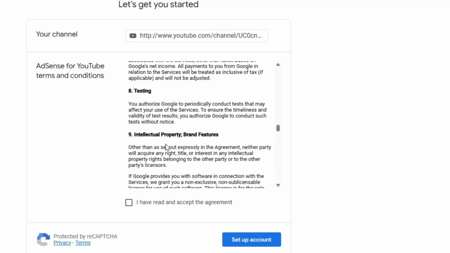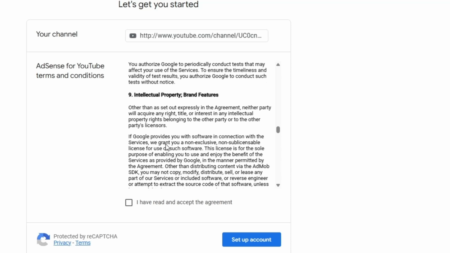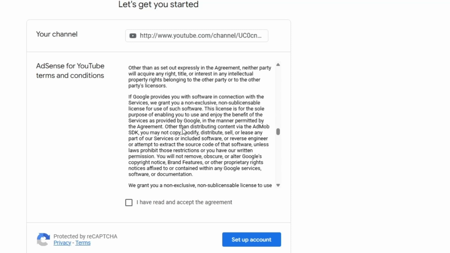9. Intellectual property, brand features. Other than as set out expressly in the agreement, neither party will acquire any right, title, or interest in any intellectual property rights belonging to the other party or to the other party's licensors. If Google provides you with software in connection with the services, we grant you a non-exclusive, non-sublicensable license for use of such software. This license is for the sole purpose of enabling you to use and enjoy the benefit of the services as provided by Google in the manner permitted by the agreement.